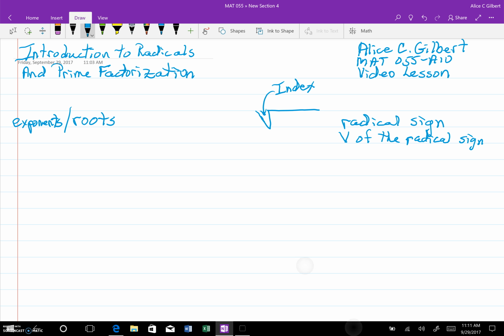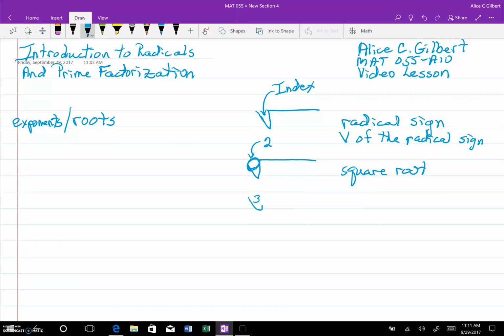Now, if there is no number showing, it's an invisible number, that index, the little number inside here, is always a 2, meaning square root. Which is why I think we always assume that these are all called square roots, okay? Because every time we see one, we call it square root. But if it does not have a number in it, it's an invisible 2 that makes it a square root.